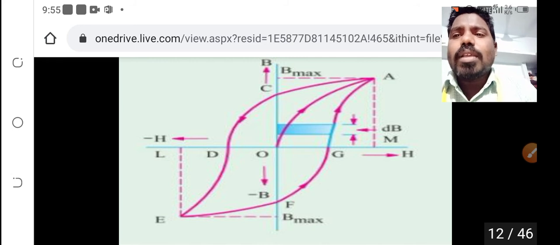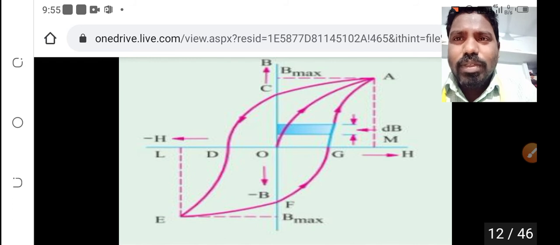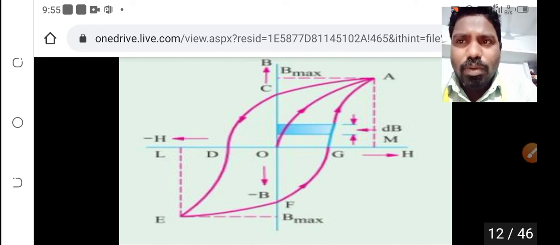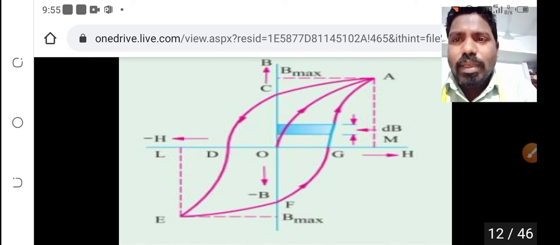The unmagnetized material, whenever it is magnetized, shows certain modifications. When the magnetized body is demagnetized, it also shows certain modifications. We are going to see all that in the coming slides. So this is about the figure. Just remember the figure has certain points: A, C, D, E, F, G.